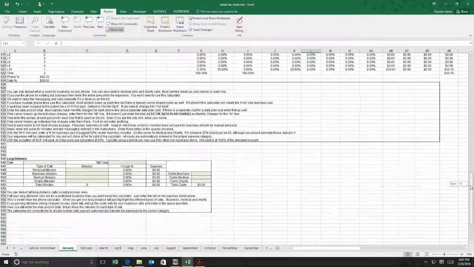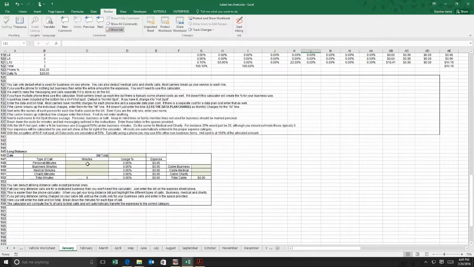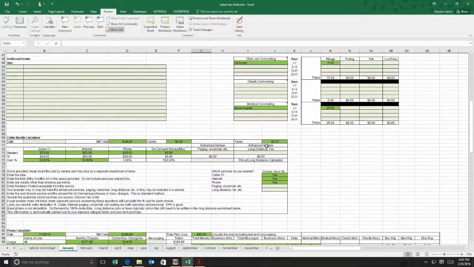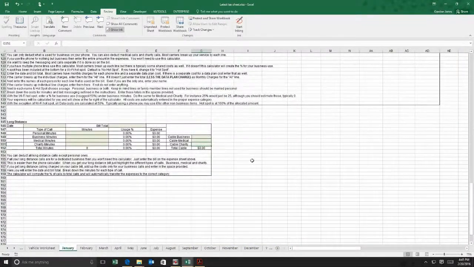Okay guys, the last calculator on the page is the long distance calculator. It's fairly straightforward. You enter the bill total and break down the minutes just like you did with the phone bill, and you would enter here if you had any cable business, cable medical, or cable charity from the cable breakdown right here. You would enter that in as well, and it's fairly straightforward.